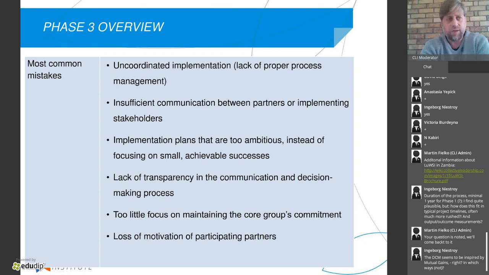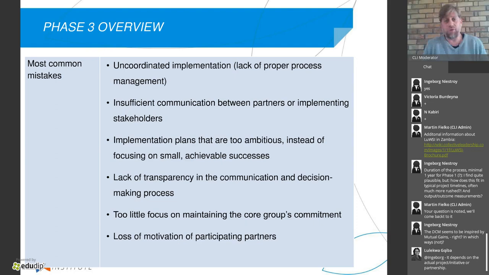And so at the phase three implementation, we notice that this can often be a moment for saying, okay, did we really do an adequate job in phase one and phase two? Or do we need to go back? Do we need to reevaluate if we've included all the stakeholders or if the right stakeholders are involved? This can become apparent by a lack of proper process management or insufficient communication. Sometimes there are plans which are simply too ambitious, and really large goals are pursued predominantly instead of going for some quick wins.